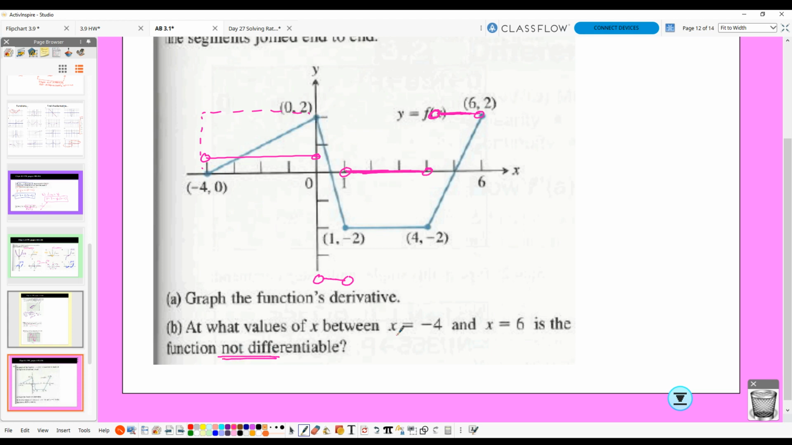This is asking, where is it not differentiable? All those places where there are corners. So at x equals 0, 1, and 4. And don't worry about the endpoints.